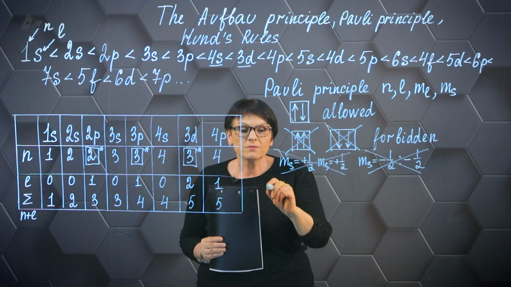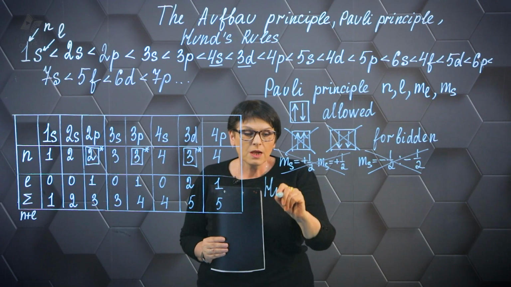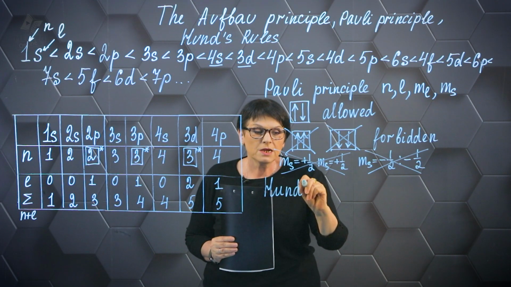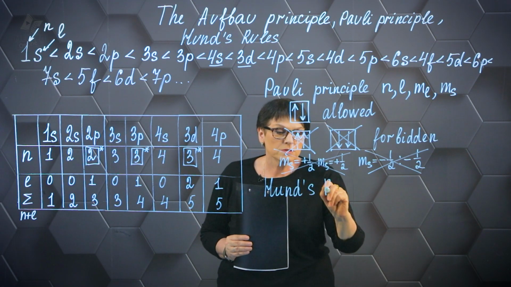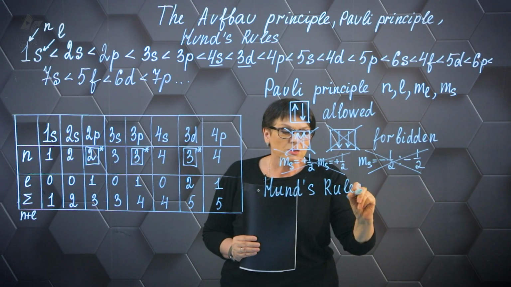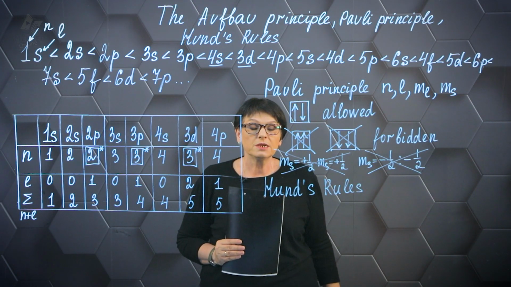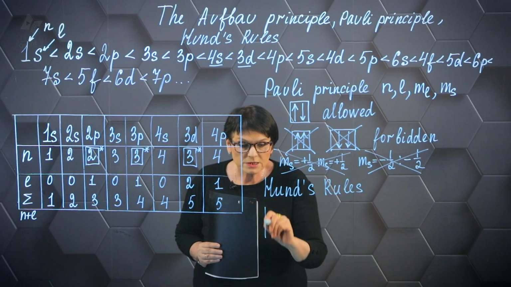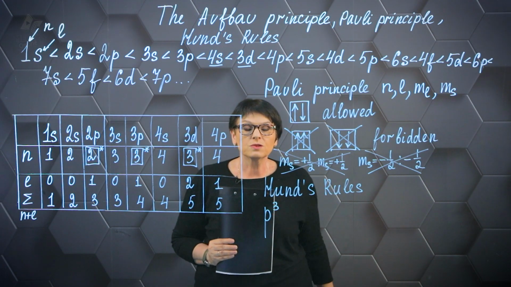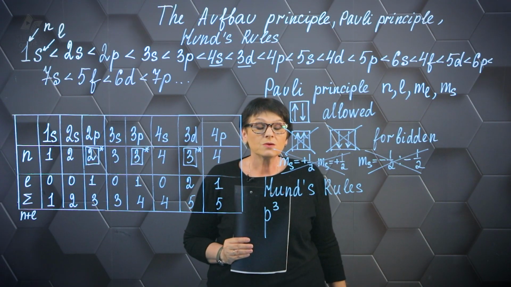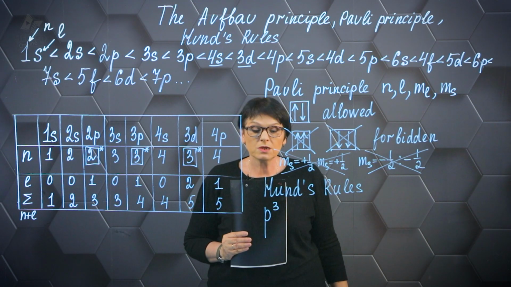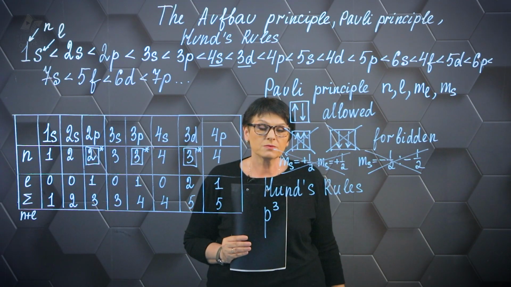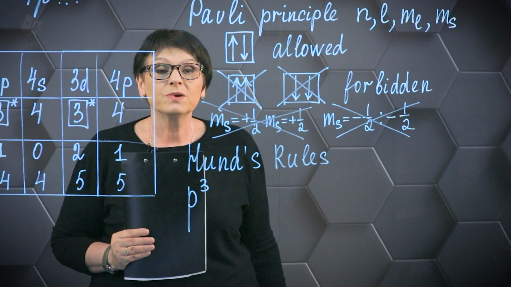Now there is also Hund's rule. This rule deals with the distribution of electrons over quantum cells. For example, we have p3 electrons. Let's say for elements that have this particular configuration at the outer level, 3p3, for example, 4p3. So how can we place these electrons?